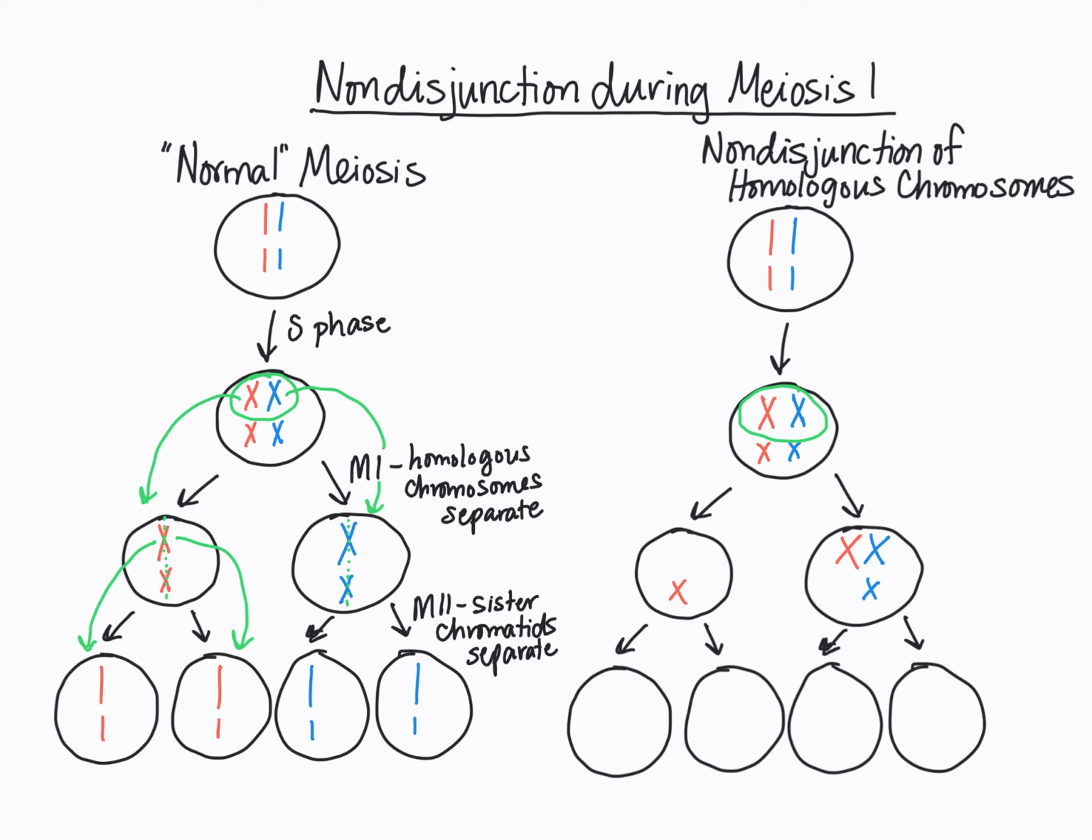You can see that there is a difference between these cells and these cells. One of the daughter cells is missing an entire chromosome, and the other daughter cell now has an additional chromosome. Now, during meiosis 2, if those sister chromatids still separate, we still end up with a problem, because we end up with something that looks like this.